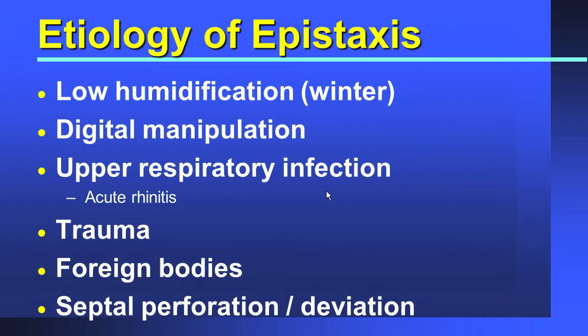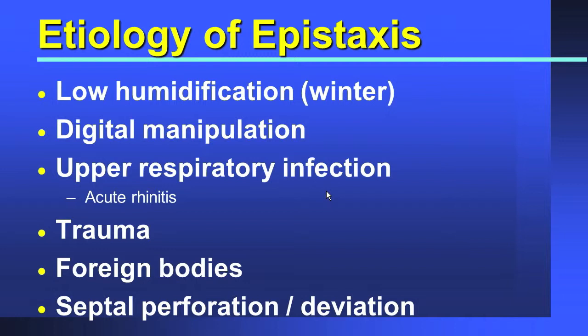The cause of epistaxis sometimes may not be known, but is often related to low humidification, not enough moisture, and overall dehydration. This is often why we realize that nosebleeds are more common in the wintertime. Digital manipulation or trauma can be a cause, particularly in the pediatric population. Any kind of inflammation related to an upper respiratory infection or acute rhinitis can be tied to epistaxis, and overall inflammation increases the local blood supply.